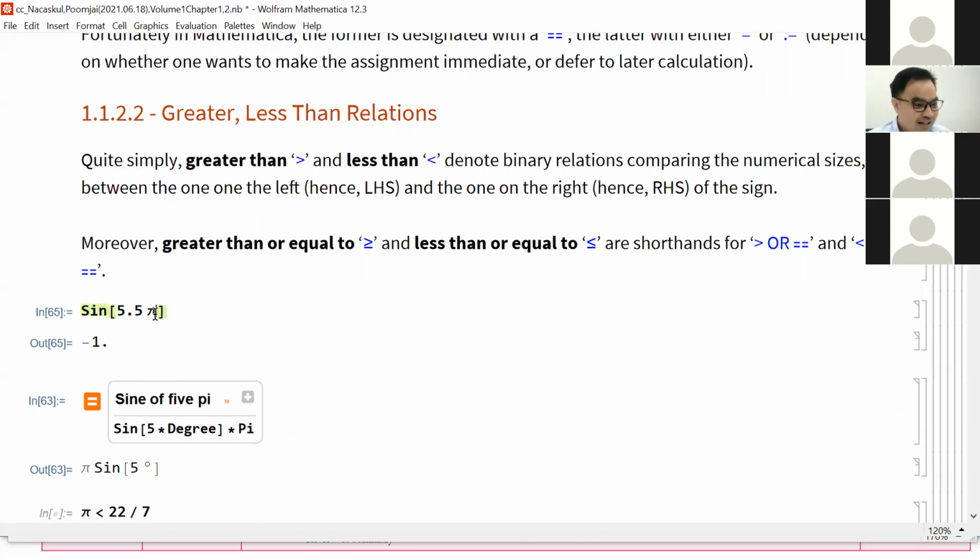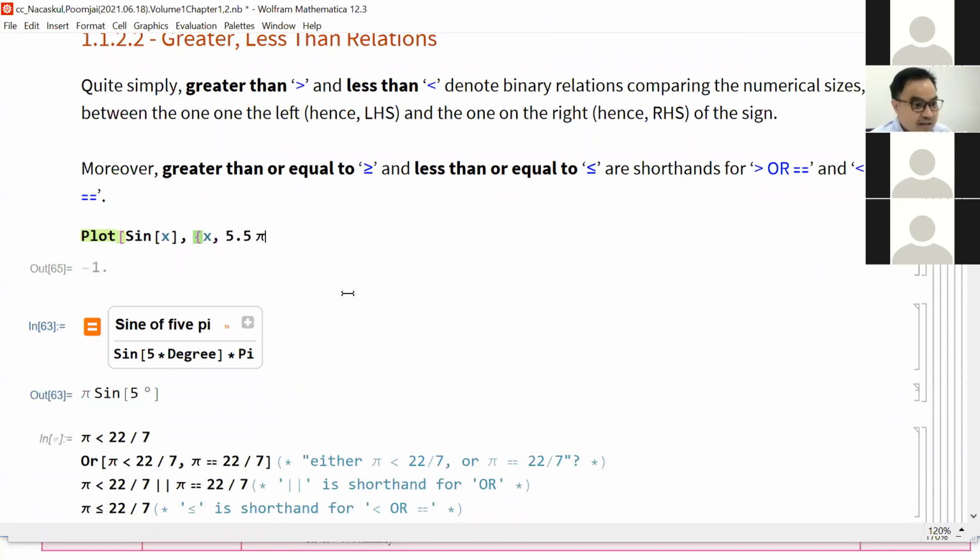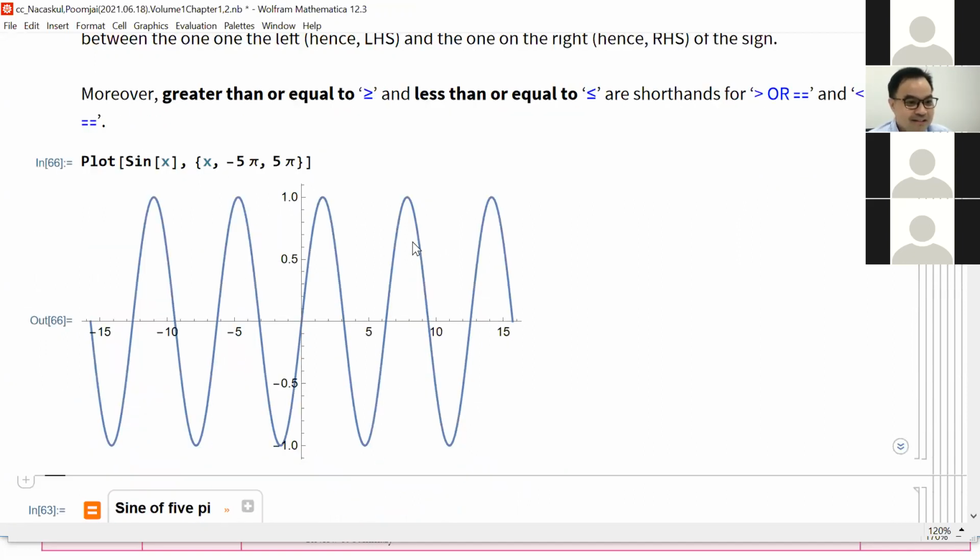So now you know how to do this. Now I want to plot sine of x. I want to plot x between, let's say, -5 pi and 5 pi. This plot function takes two things. It has to know what you want to plot, and you have to tell it the range. So it takes two items, right?